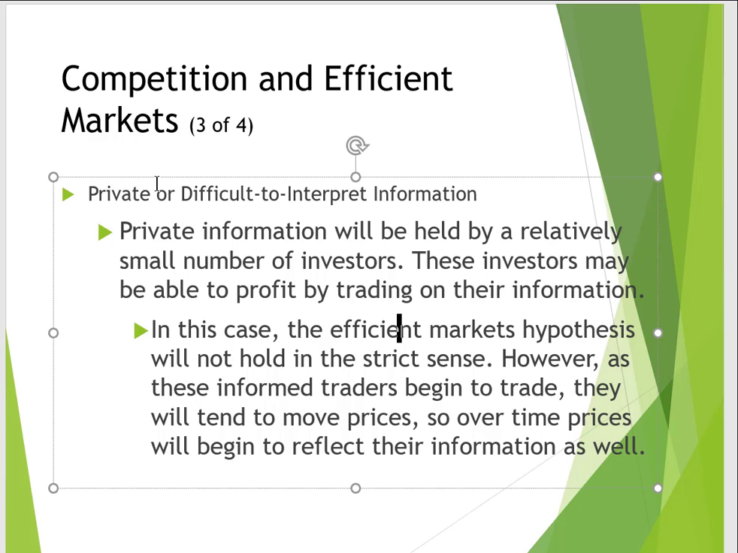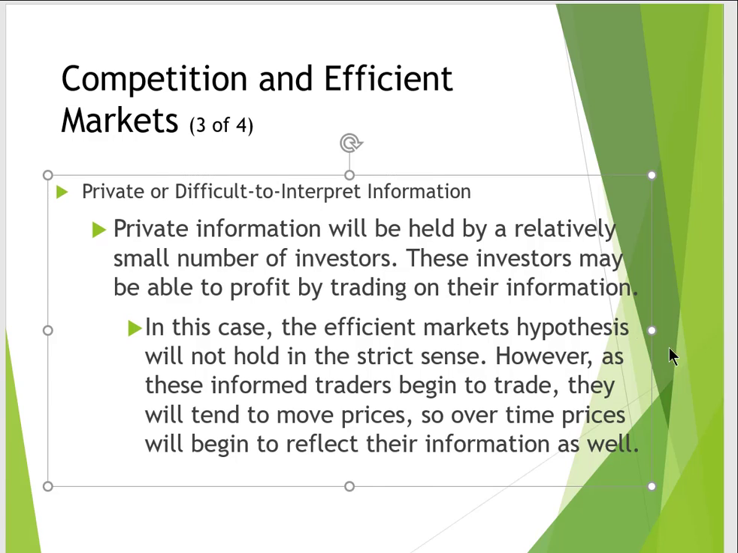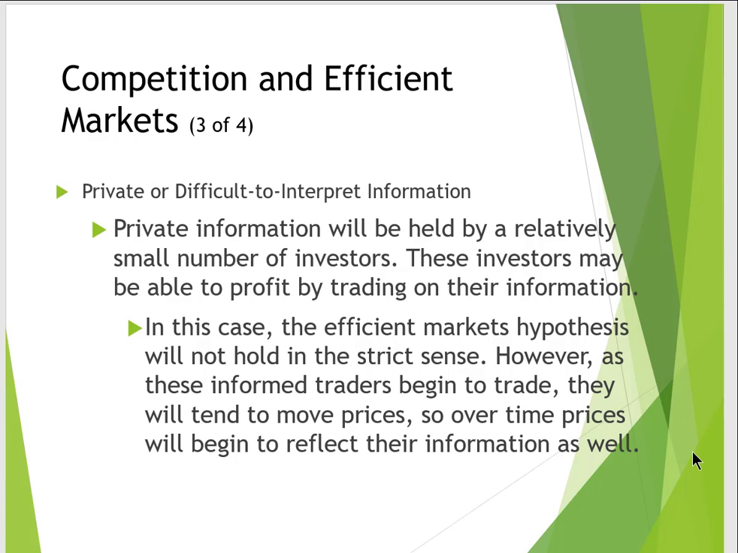Now, what about private information, or information that's just difficult to interpret? Again, inside information is the best way to talk about this. In this case, the efficient market hypothesis doesn't hold. It assumes that the information is automatically in the price. However, if nobody knows it, how can it be in the price? As informed traders begin to trade, we're going to see some prices move. But what about this private information? How does that get into the price?